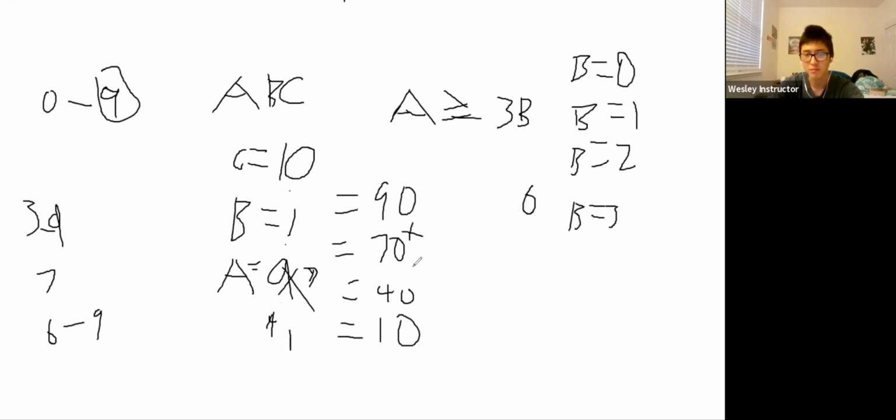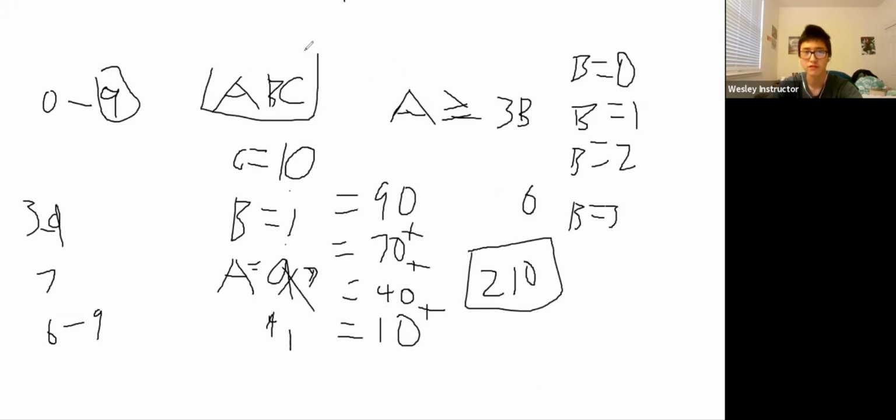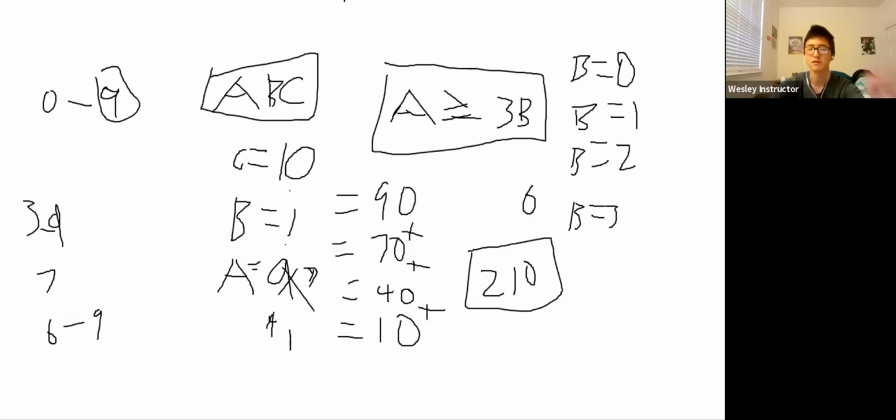And then I have my separate possibilities, so I just add these numbers up. 90 plus 70 plus 40 plus 10 gives us an answer of 210. So there are 210 possibilities for a three-digit number that satisfies this prerequisite.